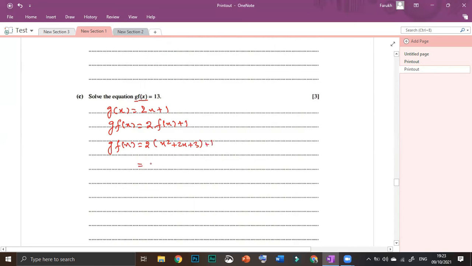The final answer is 2x square plus 4x plus 7, and g f of x is equal to 13. After further simplification, we will get 2x square plus 4x minus 6. Divide throughout with 2, which will make this equation a bit simple. Now we will break the middle term.